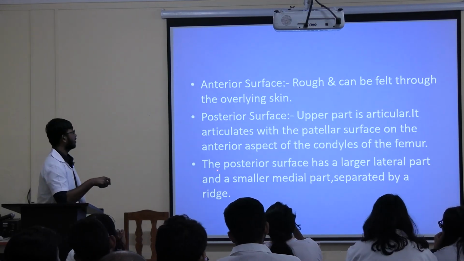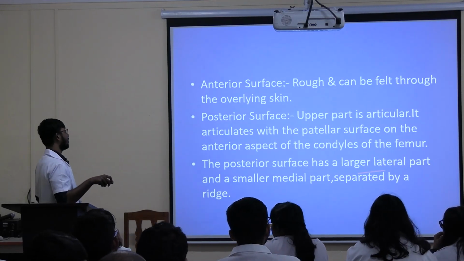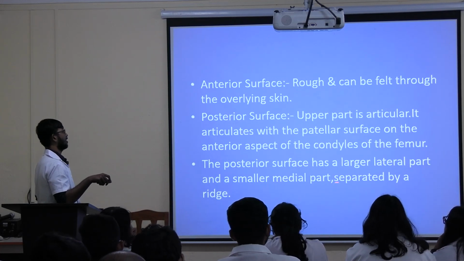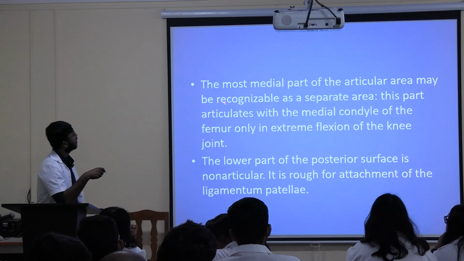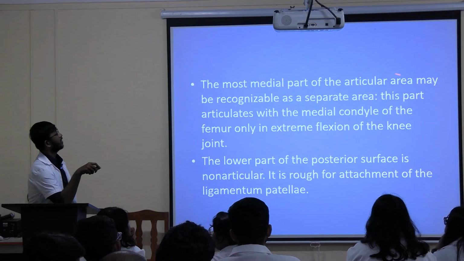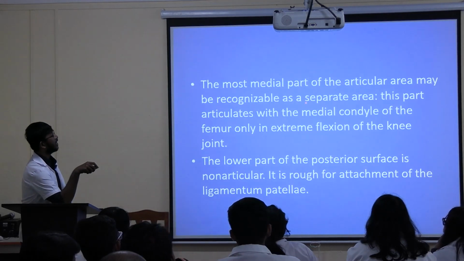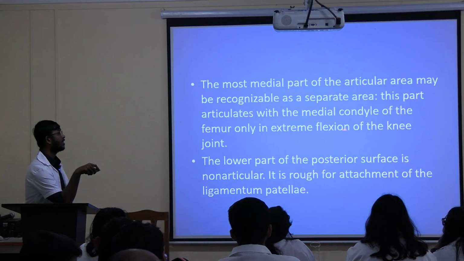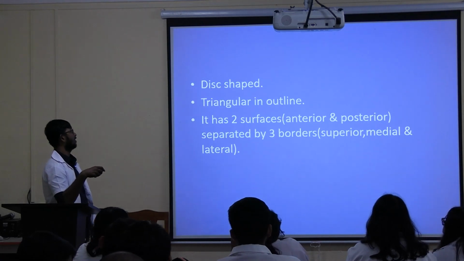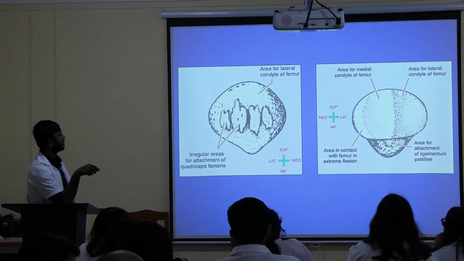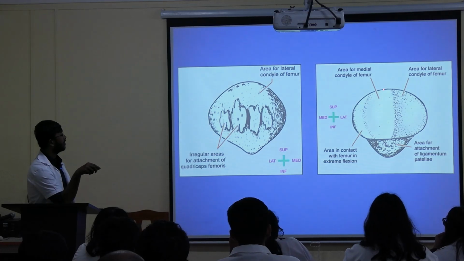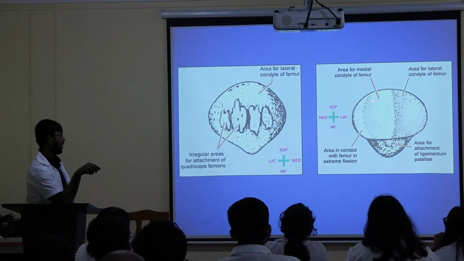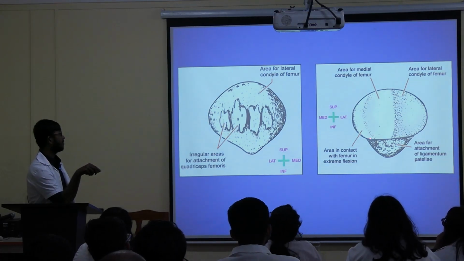So the posterior surface has a larger lateral part and a smaller medial part separated by a ridge. The most medial part of the articular area may be recognizable as a separate area. This part articulates with the medial condyle of the femur only in extreme flexion of the knee joint. See, this is the medial part. This is the immediate medial part. Then comes an extreme medial part.